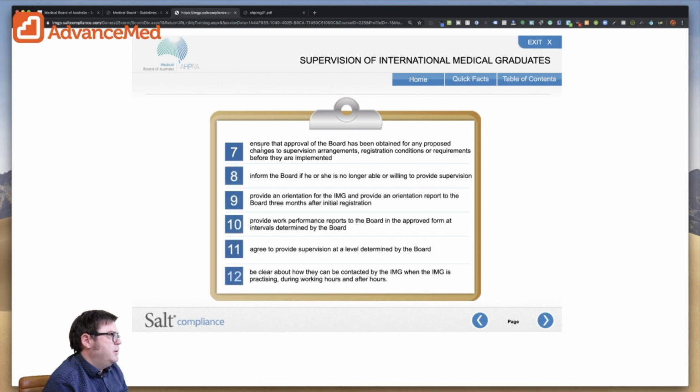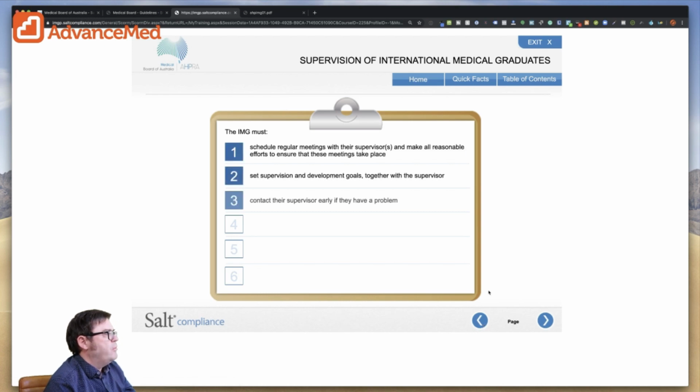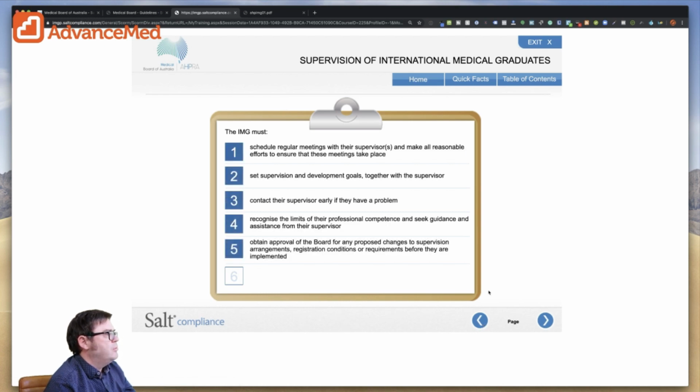Ensure approval of the board has been obtained for proposed changes. Inform the board if you can't provide supervision. Provide an orientation. Provide work performance reports to the board. Agree to provide supervision at the level determined and be clear about how they can be contacted. Probably should do the first thing listed actually by the IMG when the IMG is practicing during working hours and after hours. Let's just go back to the other one to see if I missed anything. They should probably be clear about how to make contact as well, but there's nothing missing there.